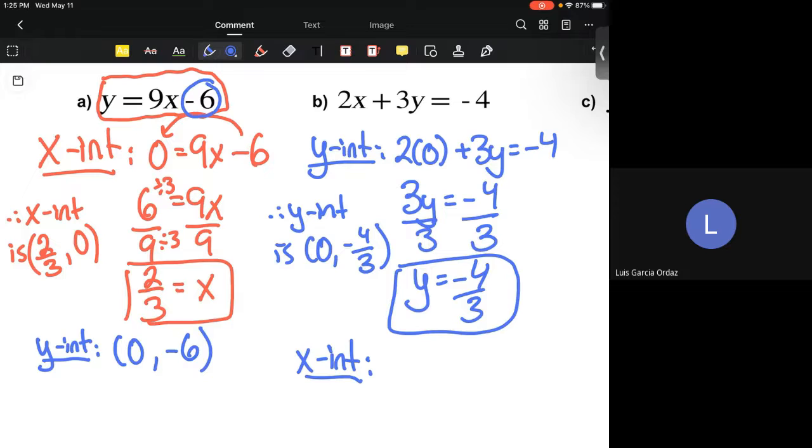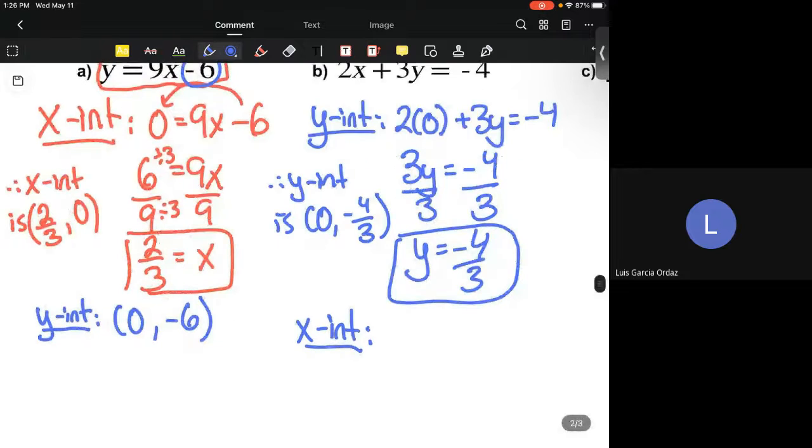So next is going to be my x-intercept. How do I figure that one out? Kareem. You basically substitute the y with 0. Yep. So I'm going to get 2x plus 3 times 0 is equal to negative 4. So I'm left with 2x is equal to negative 4.